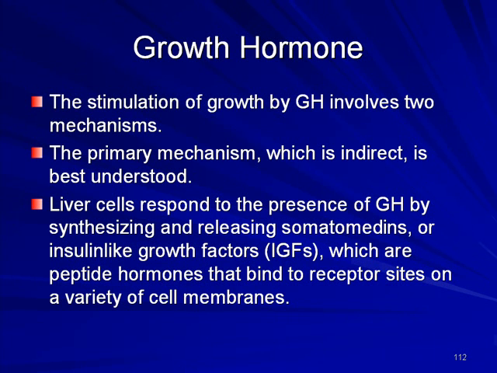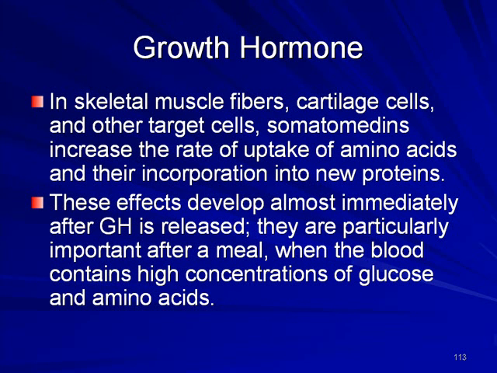Liver cells respond to the presence of growth hormone by synthesizing and releasing somatomedins. These are insulin-like growth factors, which are basically peptide hormones that will help bind particular receptor sites at a variety of cell membranes. Again, with an adequate amount of receptor sites, and especially if we get upregulation of receptor sites on these cell membranes, it's an even more intense effect from growth hormone on particular cells. So we see skeletal muscle fibers, cartilage cells, and other target cells increase the rate of uptake of amino acids and incorporation of new proteins.